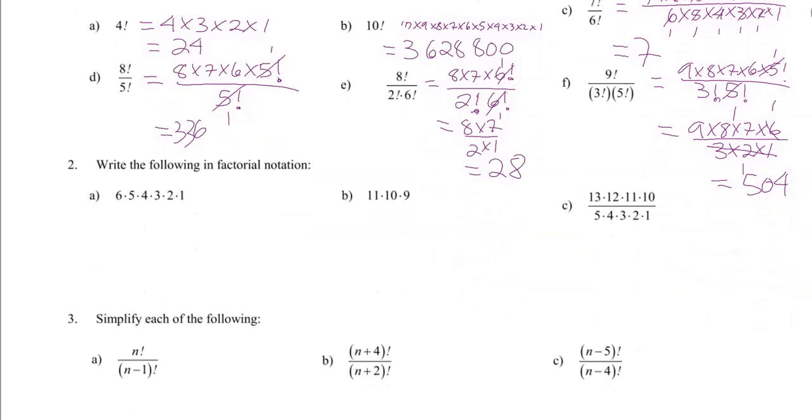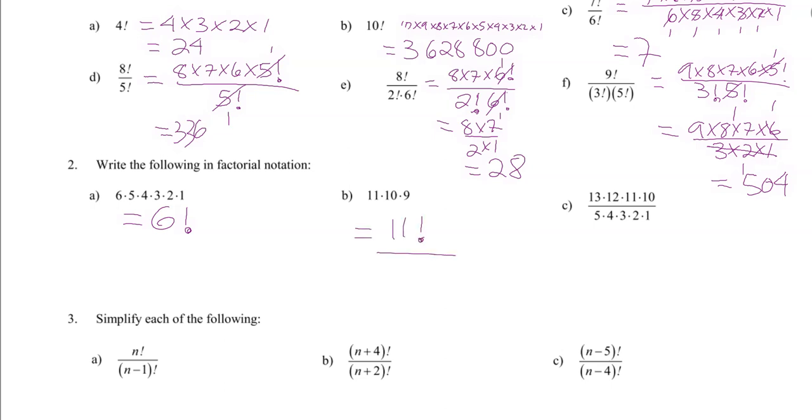Write the following. So what is 6 times 5 times 4 times 3 times 2 times 1? 6 factorial, right. Uh-oh, what's 11 times 10 times 9? Well, if we kept going, what would it be? It'd be 11 factorial, right?